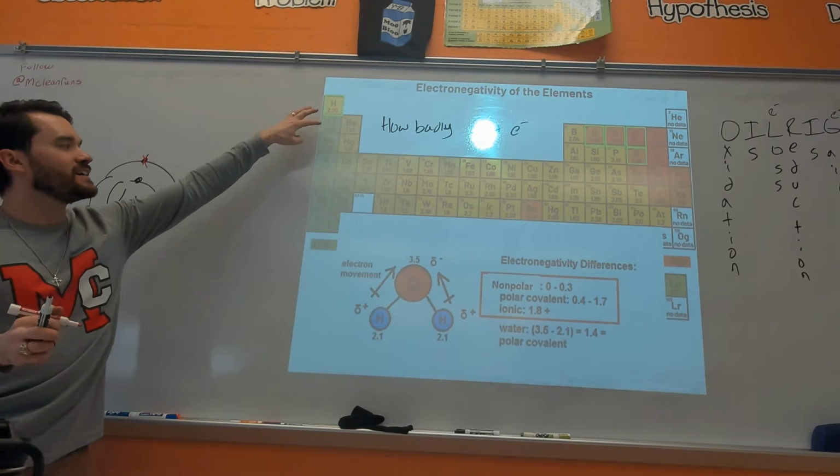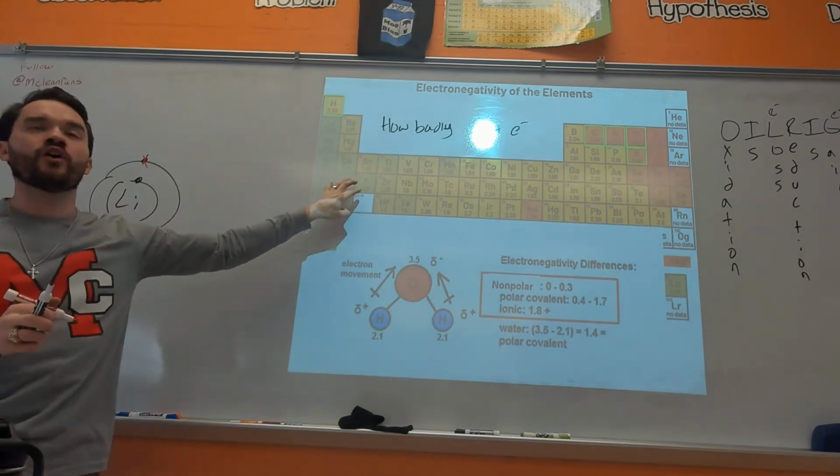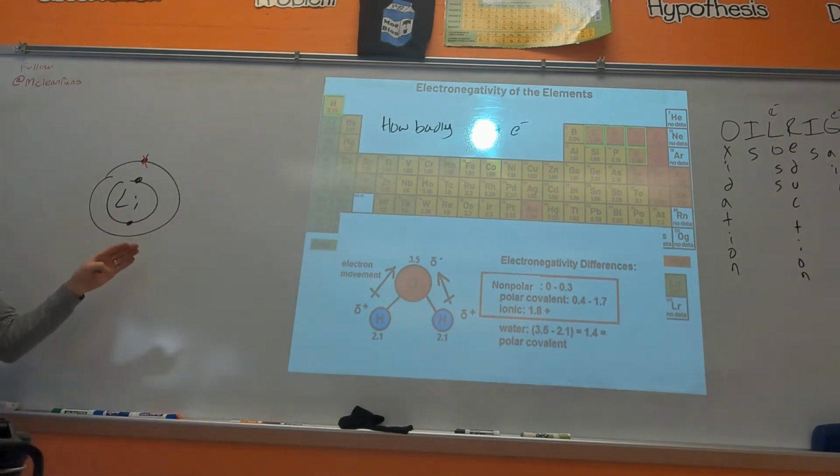I think we can all agree it's easier to lose 1 electron than gain 7. That is why lithium, and it's going to be a similar story for all your metals, that's why metals want to lose electrons, because that's the most efficient way to get a full shell of electrons.